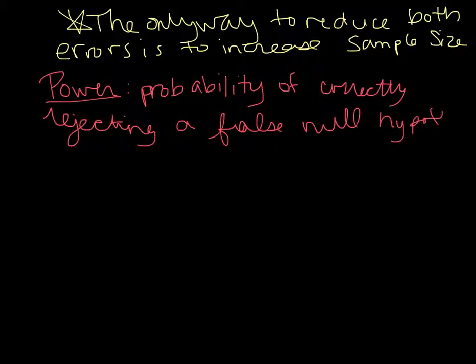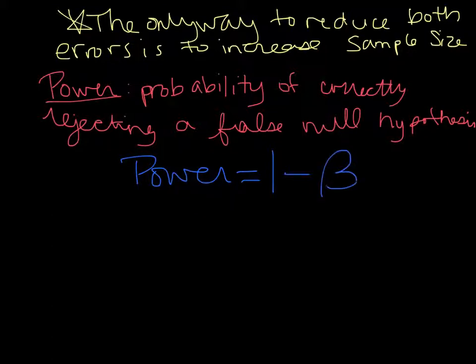And unlike the errors that we had, it's actually a good thing. So our power is going to be equal to, remember from the previous slide, the beta, which was the probability of a type 2 error. Our power is going to be equal to 1 minus beta. Unfortunately, once again, beta is very hard to find unless you actually have the true population proportion. So oftentimes it's just a theoretical value.